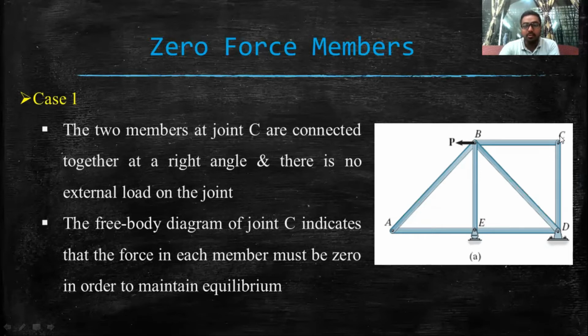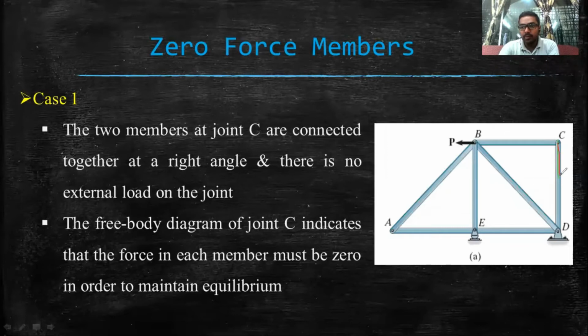As there is no other external load, if we draw the free body diagram of this particular point, what will happen? The free body diagram will look like this, let me draw it. One member force will be there.